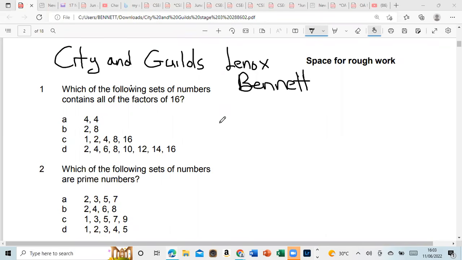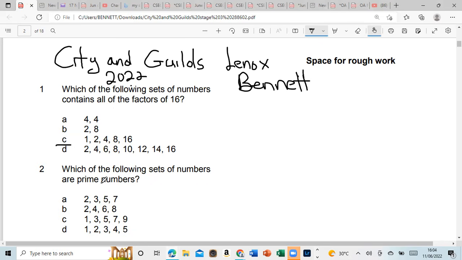Alright. So this is City and Guilds for 2022. Alright, so let's go. The first one says, which of the following set of numbers contain all the factors of 16? It's going to be more than an hour, so take a scripted paper, City and Guilds is different. So that is C, 1, 2, 4, 8, and 16.